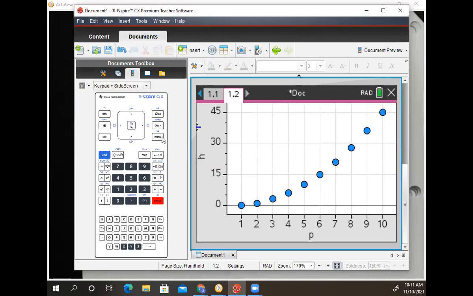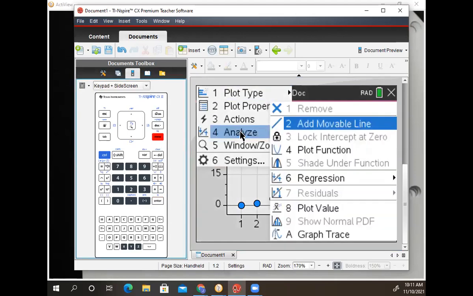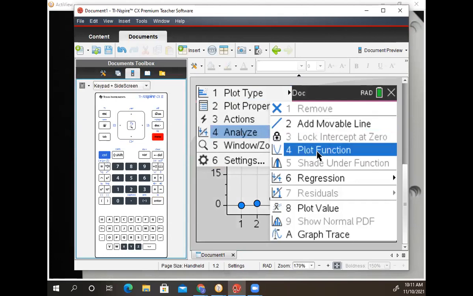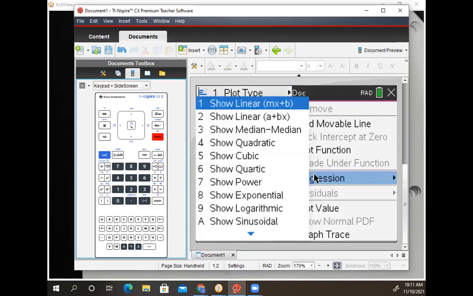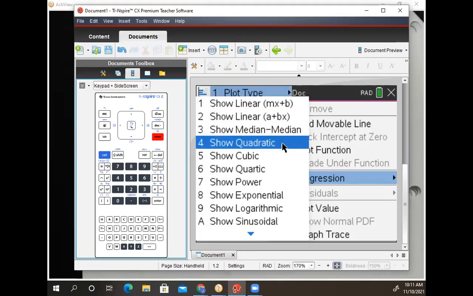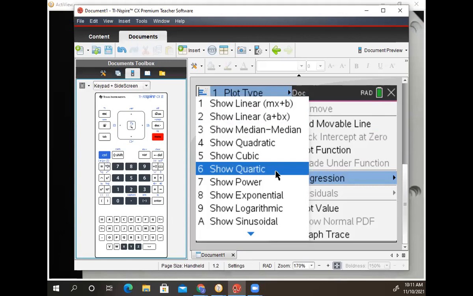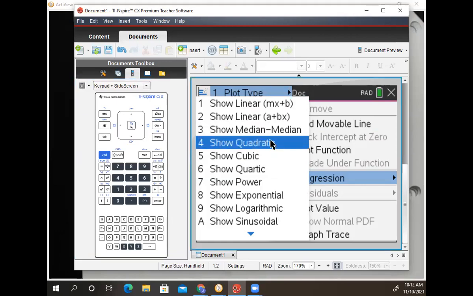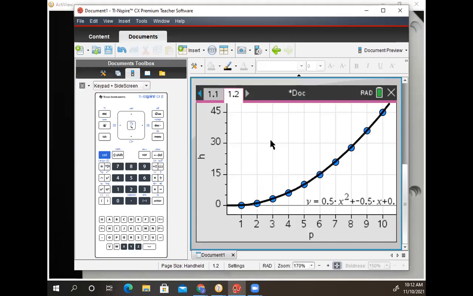So to do that, I'm going to hit the menu key, and I'm going to go down to analyze. And what we're actually finding here is called a regression. Anytime we're fitting a model to a set of data, that's called a regression. And we know that this should be a quadratic regression. So I'm going to go down to quadratic. Now I want to warn you, there's another Q one in here. Quartic would be an x to the fourth function. So just be careful that you read what you're clicking. We do not want quartic. We want quadratic. They've got cubic and linear and all kinds of other stuff in there too. This function we know is quadratic. So this is the function that models my data.